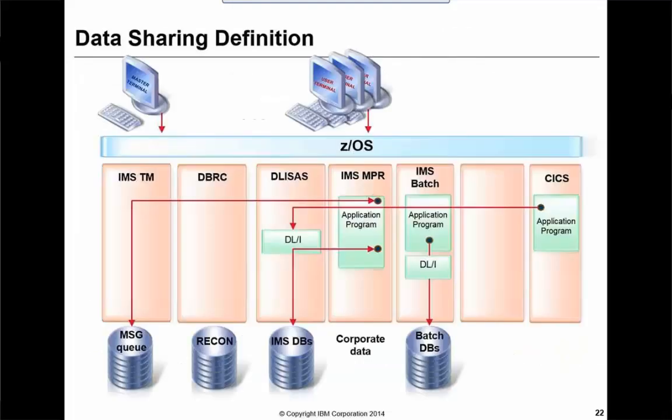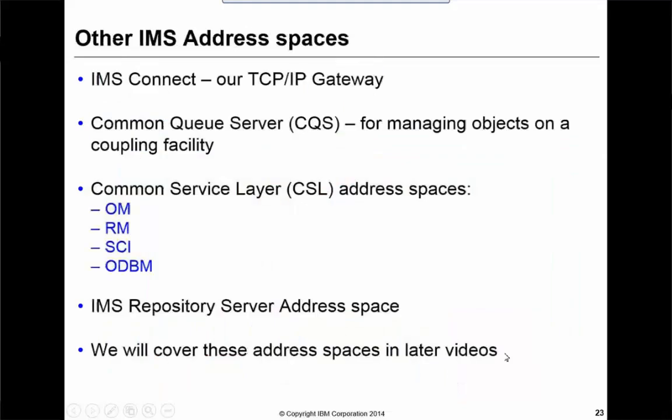And here is a picture of data sharing, right? So I've got a CICS address space that's issuing DLI calls to access IMS databases. I've got an IMS batch program that might be accessing IMS databases. And I've got an online IMS environment. This is my control region, my DBRC, my DLISAS, and my MPRs, and they're all accessing the IMS databases at the same time. This is called data sharing. And when you do block level data sharing, which means that everybody can update at the same time, you need to have IRLM. You must have IRLM running in a separate address space. Okay? So there you have it.